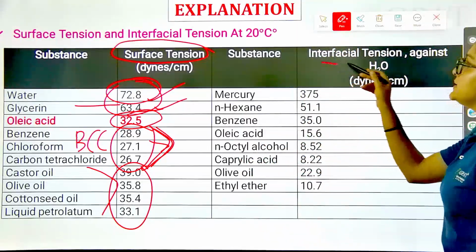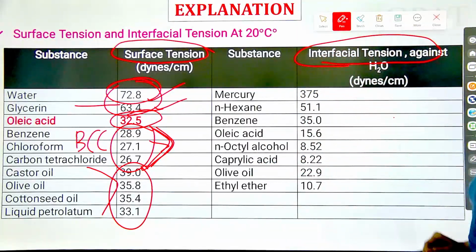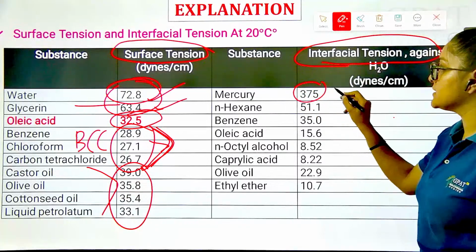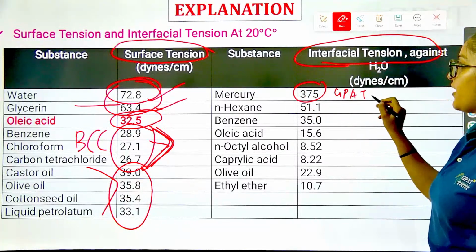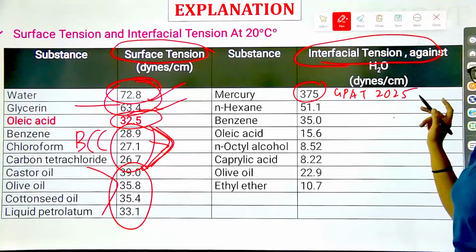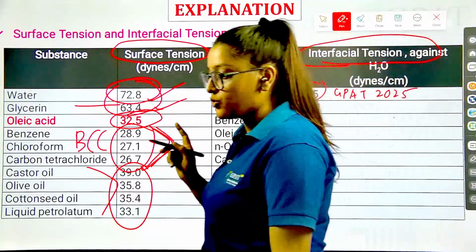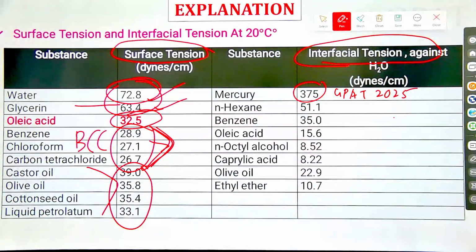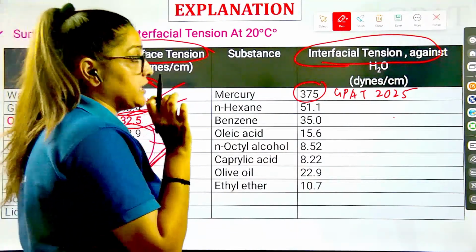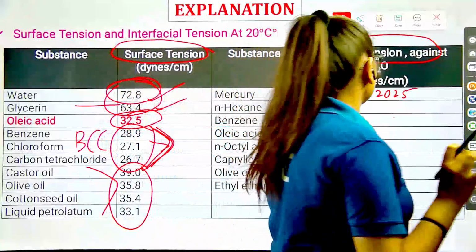Similarly, we have interfacial tension also. So this was asked, I think, in the GPAT 2025. So this table definitely is important. Again and again it is shown to you. I still recommend you all to spend at least 2 to 3 minutes and have a good screenshot of it saved. Okay.